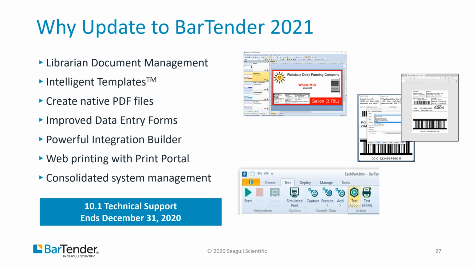The new Print Portal in BarTender 2021 is another application that we've greatly improved the performance of, and it allows you the ability to print from any browser on any device. And as Manny described, it's fully integrated with Librarian workflows. And finally, the new Administration Console replaces Security Center and consolidates a number of functions to make it much easier to manage your entire BarTender installation.